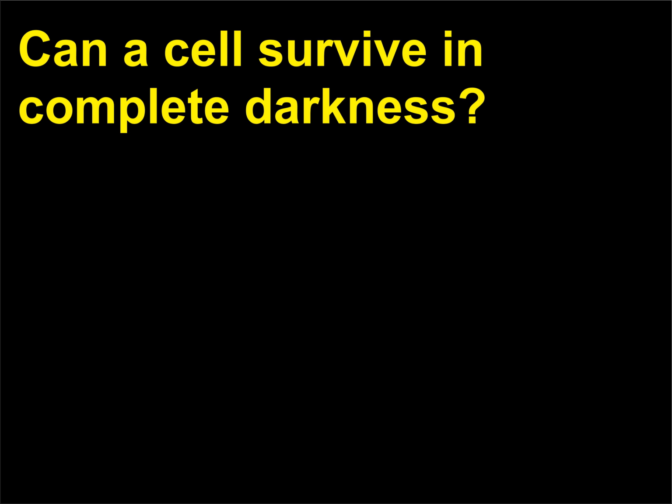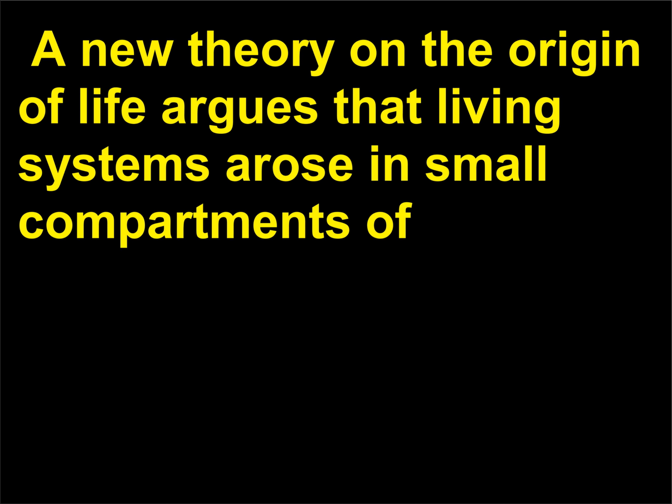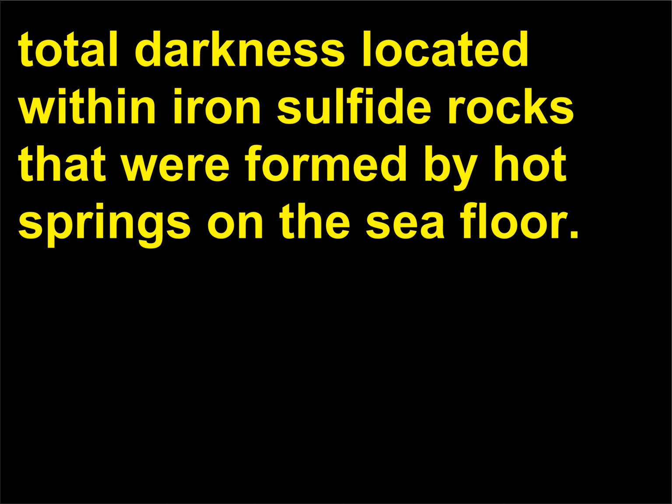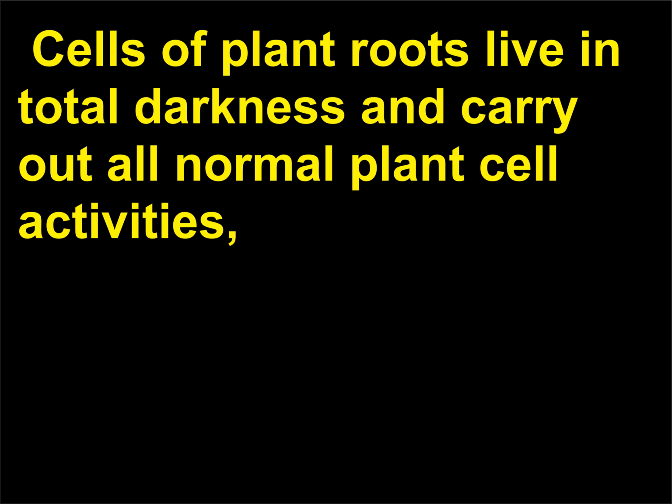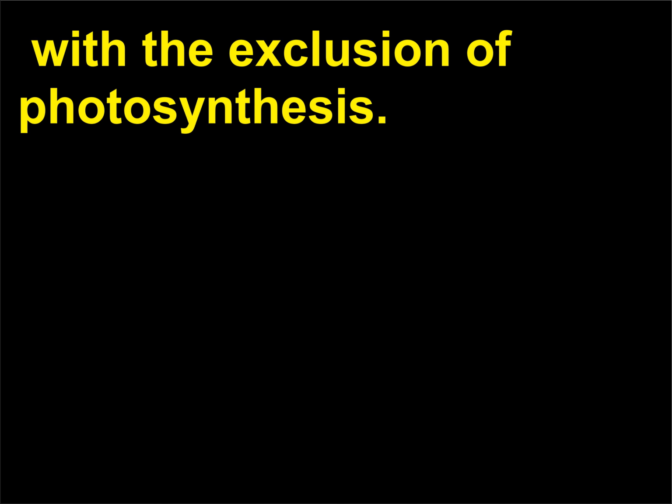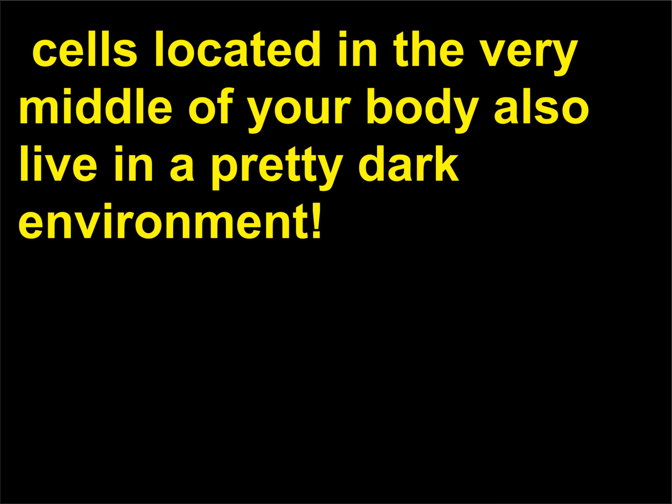Can a cell survive in complete darkness? Yes, cells can survive in complete darkness. A new theory on the origin of life argues that living systems arose in small compartments of total darkness located within iron sulfide rocks that were formed by hot springs on the seafloor. Cells of plant roots live in total darkness and carry out all normal plant cell activities, with the exclusion of photosynthesis. And, if you think about it, cells located in the very middle of your body also live in a pretty dark environment.